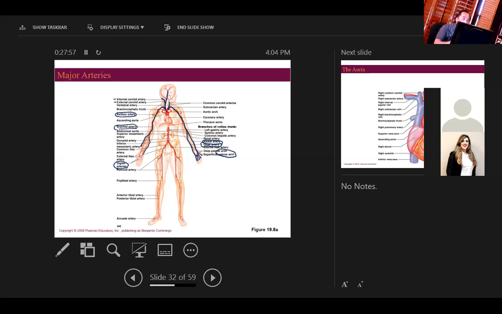And the common carotid is the same thing as the left. It's going to have a branch going outside the face, and that's going to be your external carotid, and the other one goes to the brain, and it's going to be your internal carotid.